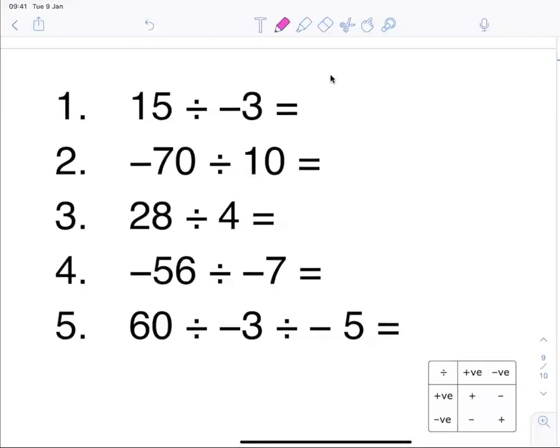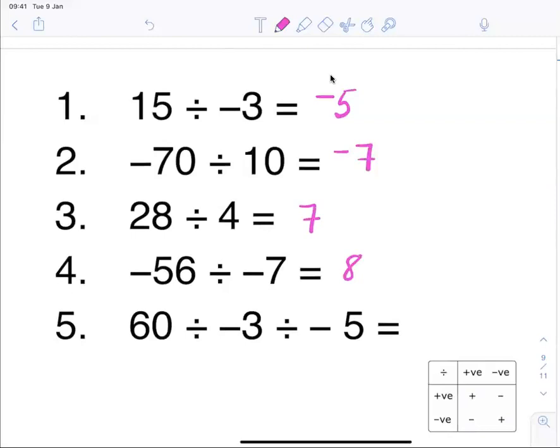Okay, so let's go through those answers. 15 divided by negative 3. Because we have a negative in the question, we're going to end up with a negative in our answer, so that's negative 5. We have negative 70 divided by 10. Again, we have a negative number in the question, which means we're going to end up with a negative number in the answer. We have 28 divided by 4, both positive, so they're both going to be a positive number. Negative 56 divided by negative 7. They're both negative, which means that our answer will be positive.